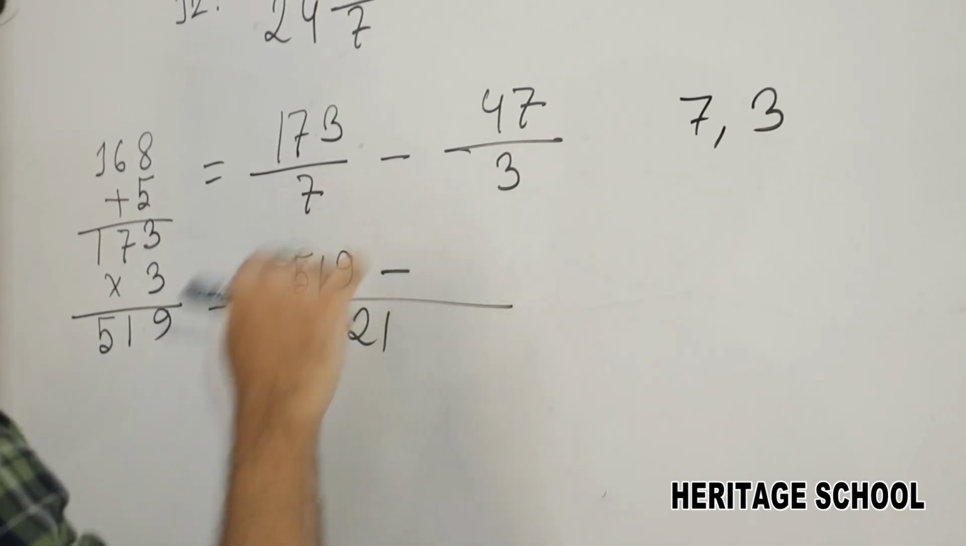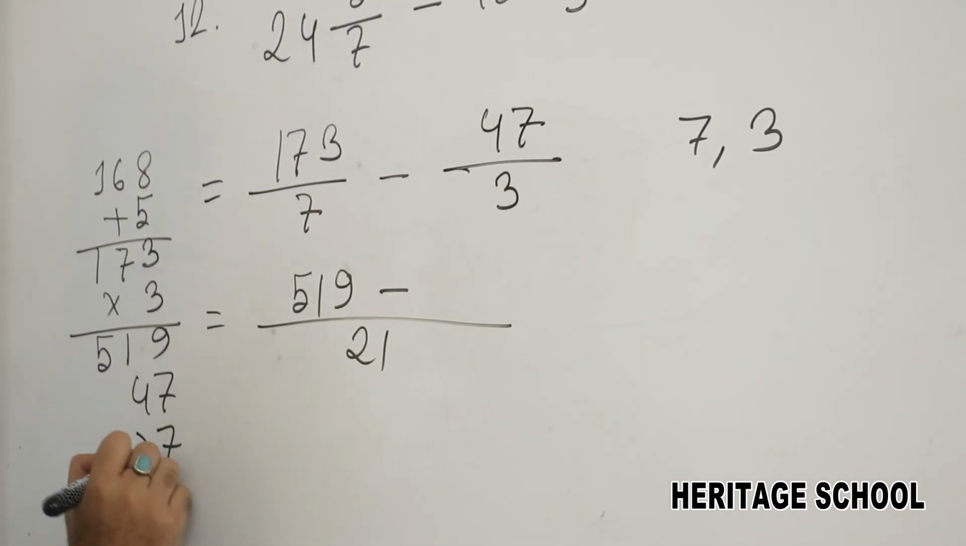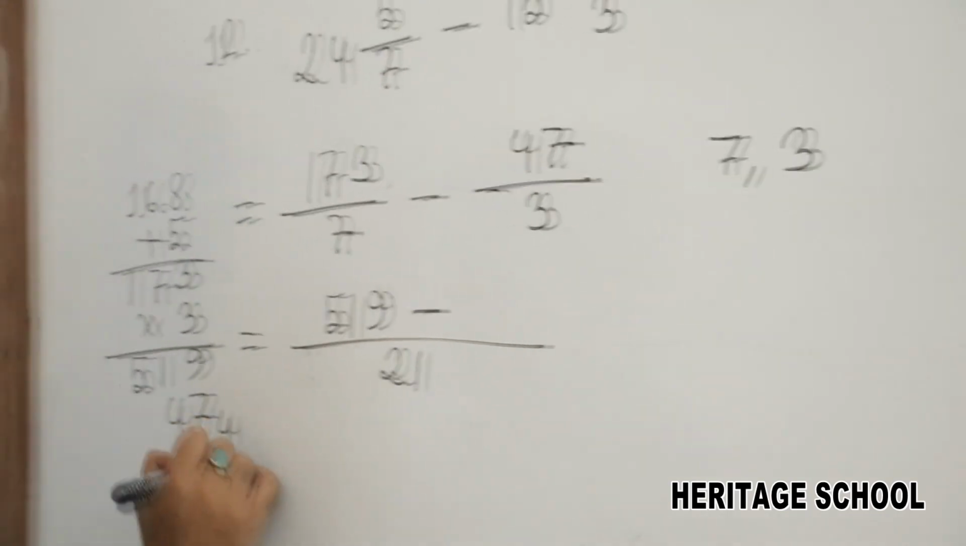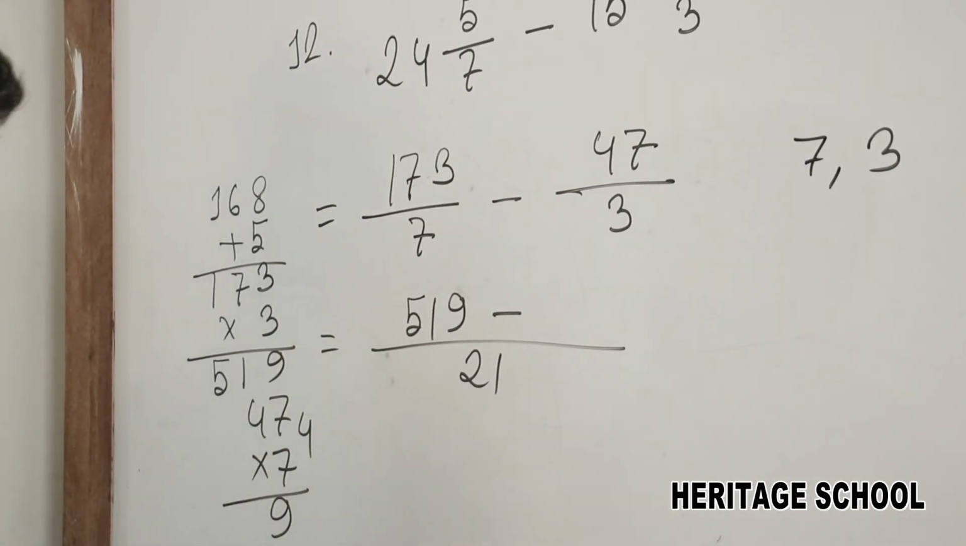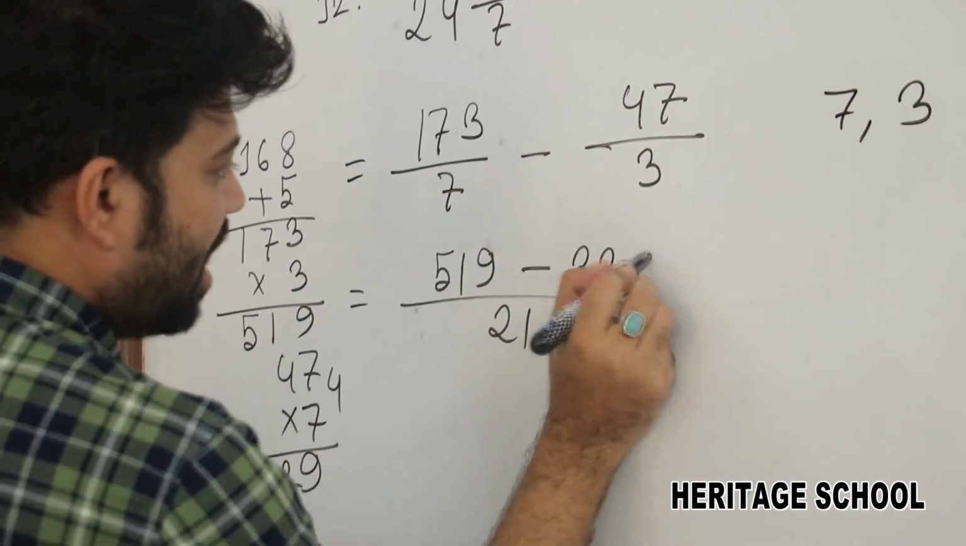Now, 21 divided by 3 is 7. 7 will be multiplied with 47. 7 7s are 49, by 4 7s are 28, 28 plus 4, 32. So 329 is the answer.